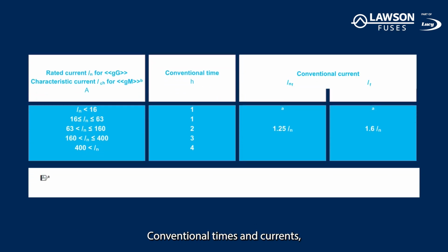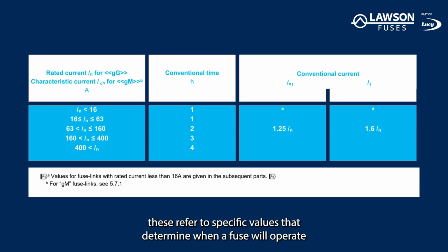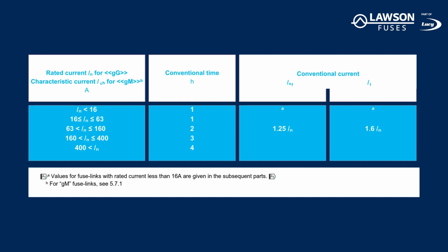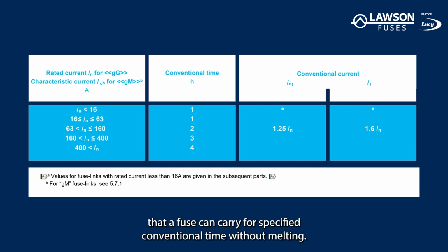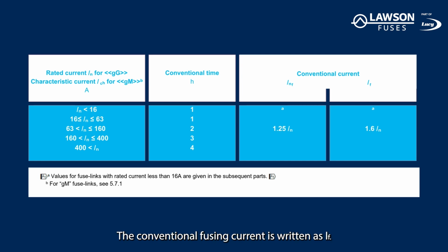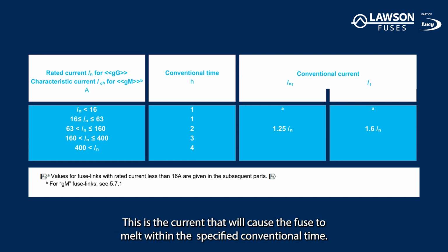Conventional times and currents. These refer to specific values that determine when a fuse will operate under certain conditions. Conventional non-fusing current is written as INF. This is the maximum current that a fuse can carry for a specified conventional time without melting. The conventional fusing current is written as IF, and this is the current that will cause the fuse to melt within the specified conventional time.